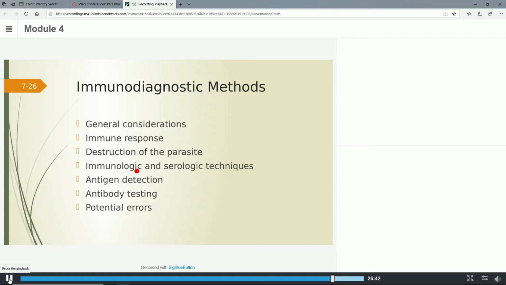There are some potential for error with these immunological tests. So some places are going to do immunological tests, but they're also going to collect a stool sample or a wet prep and utilize that alongside the enzyme immunoassay testing.